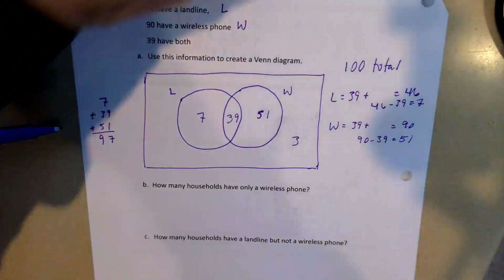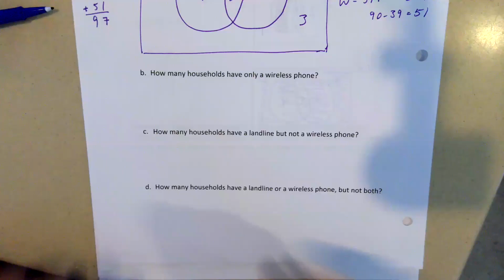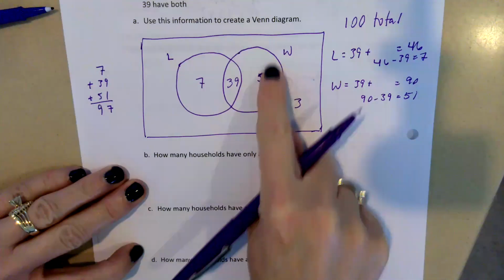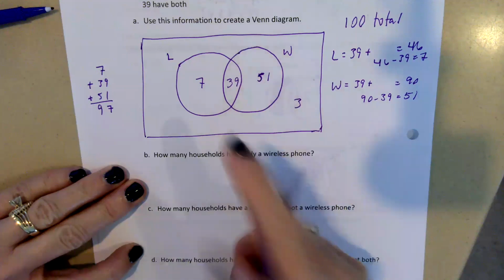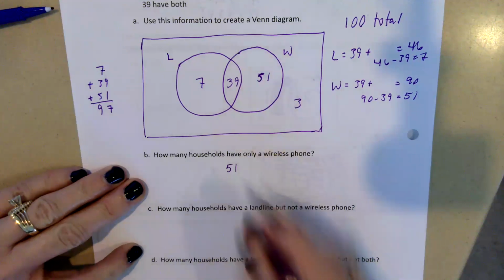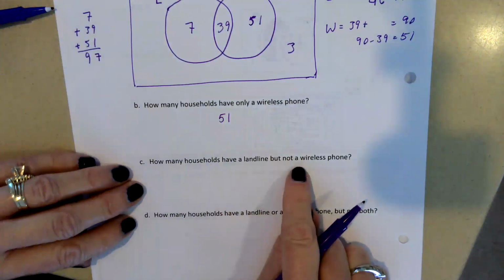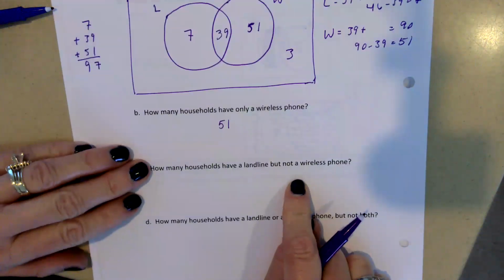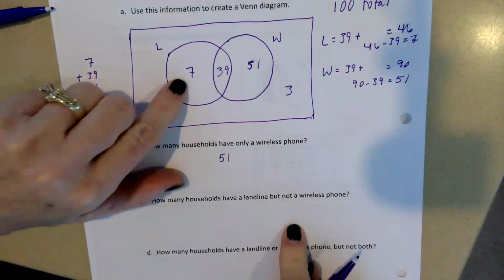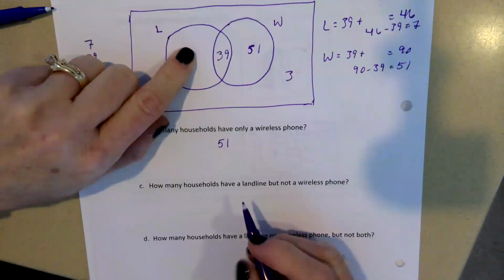So let's use the picture now to answer our question. It says, how many households have only a wireless phone? So only a wireless is everybody here in the 51. How many households have a landline but not a wireless? A landline but not a wireless. So that would be the 7.